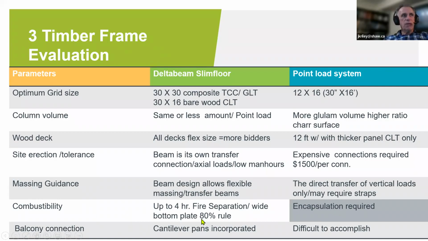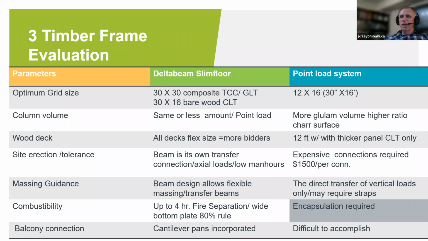Now, the 80% rule on this is that 80% of the ceiling space can be exposed wood. 20% has to be non-combustible. So that's drywall and the bottom plates of the composite beam. Aha! So now I can start to see how it's coming all together. We'll show you more about that in a minute.